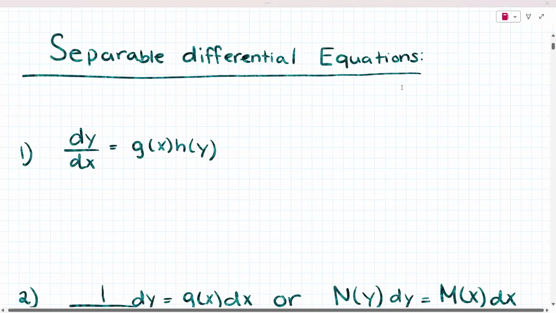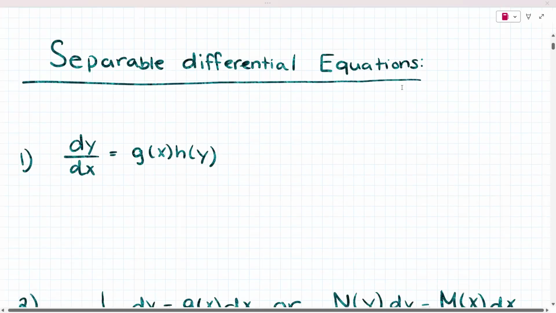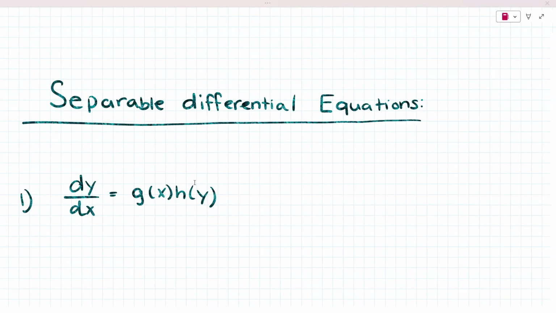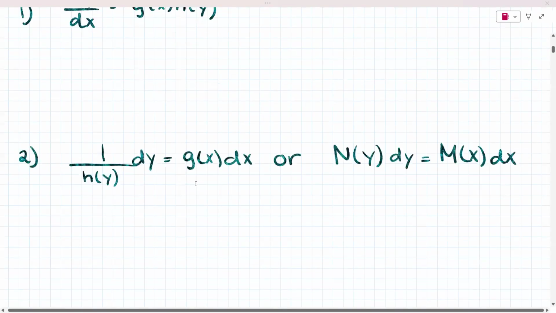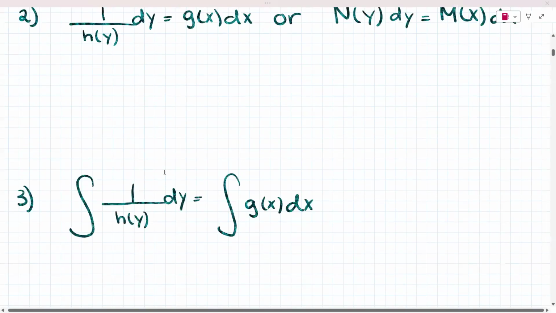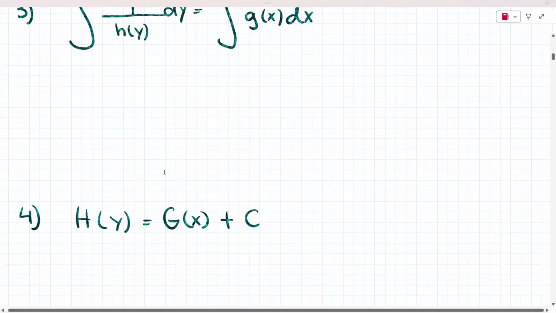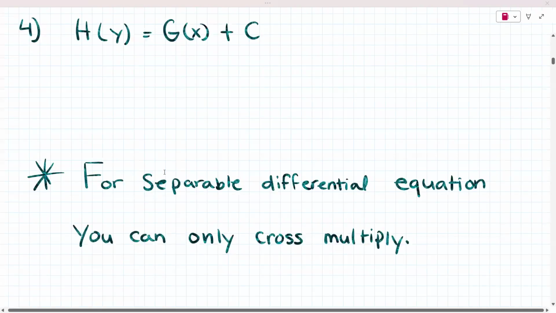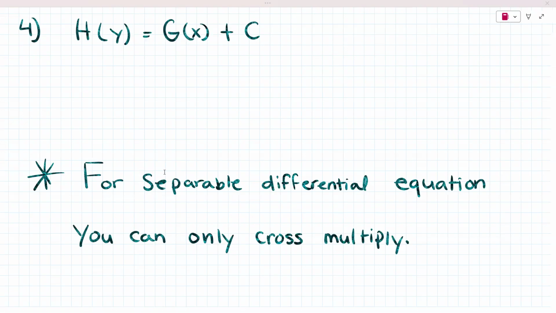So yeah, a separable differential equation can look like this: dy dx equals g of x times h of y. It'll also look like this. It can also look like this, and it can also look like this. So just remember this: for a separable differential equation, you can only cross multiply. If you can't, then it's another technique.